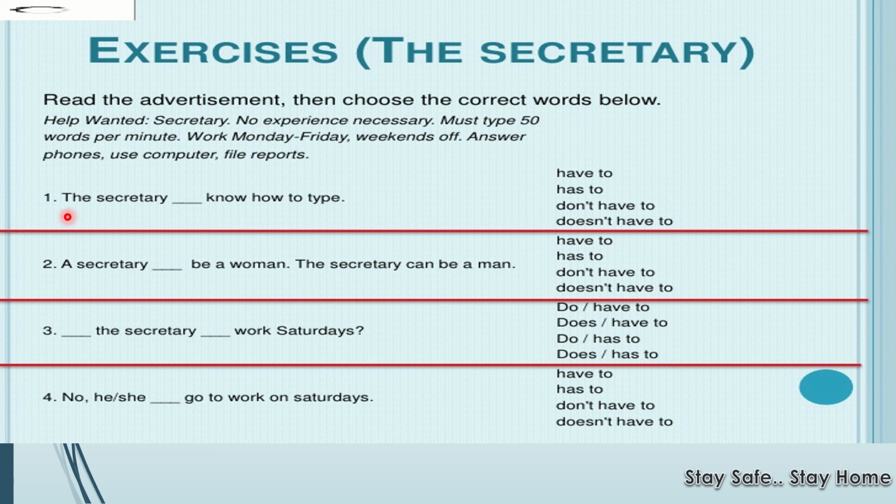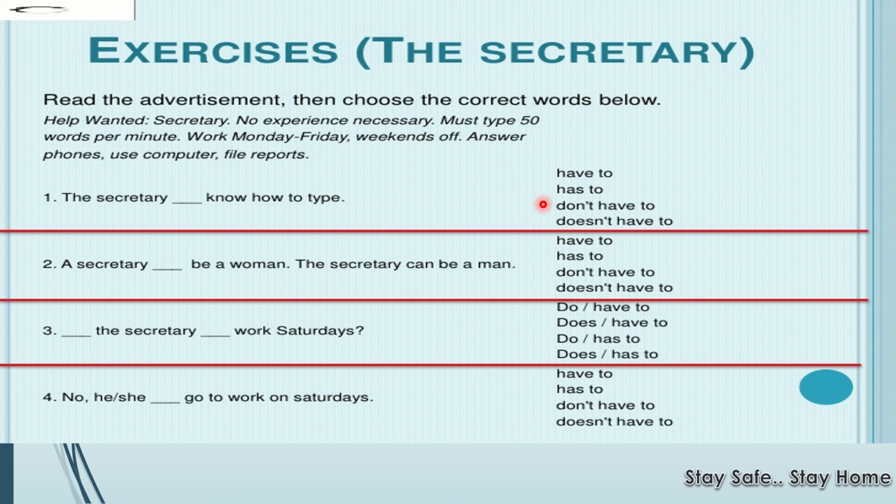Let's see number one. It says the secretary blank know how to type. Look at the features there. It says no experience necessary, must type 50 words per minute. When you type 50 words per minute, it means that you are typing nearly one word every second. Does that mean that you're good at typing or not? Yes, it means that you are good at typing. So is it necessary for the secretary to be good at typing? Yes, it's necessary. So what do we use?